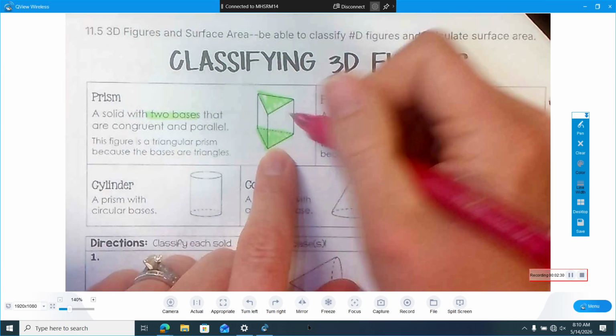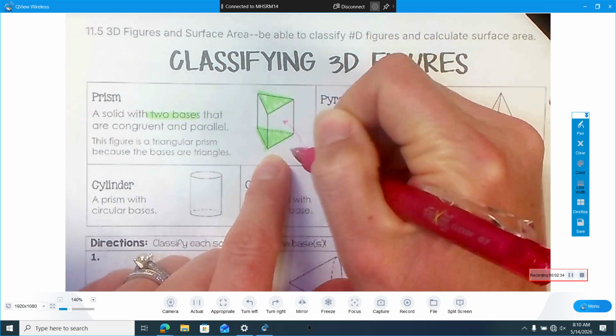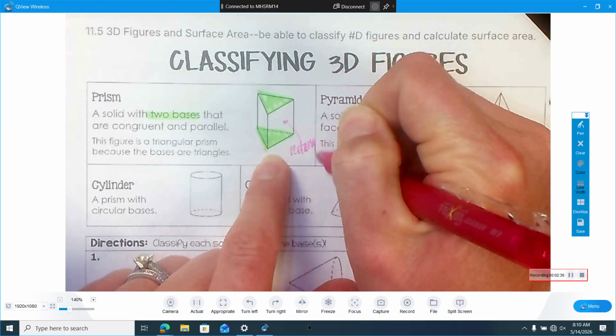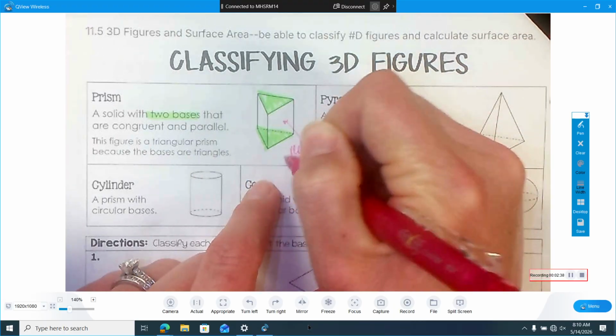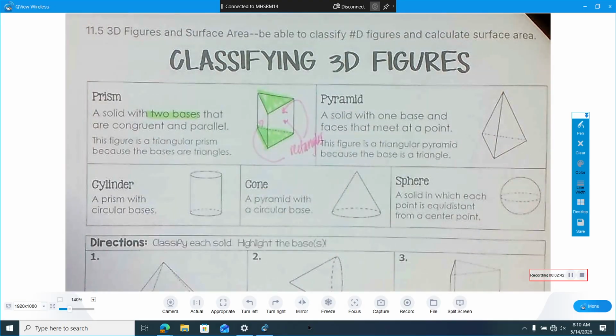So when we have a prism, they have two congruent bases, and they are connected by rectangles. And that is really important. All these are rectangular shapes, front, side, and back there. So we have two congruent bases, and they're connected by rectangles, and that's what a prism is.